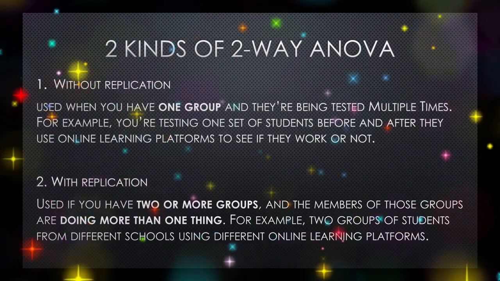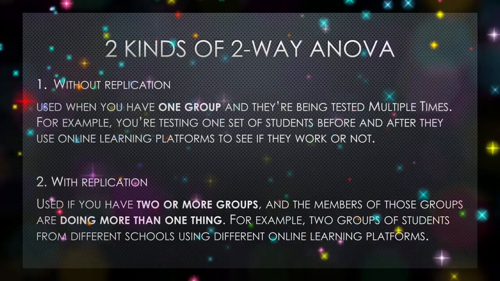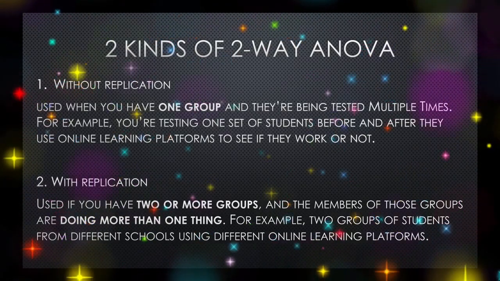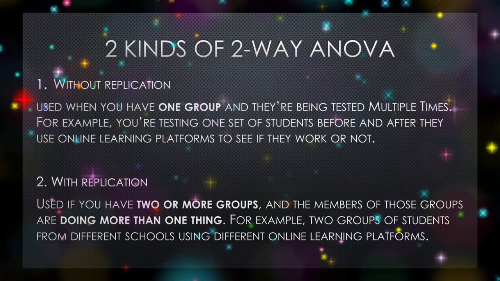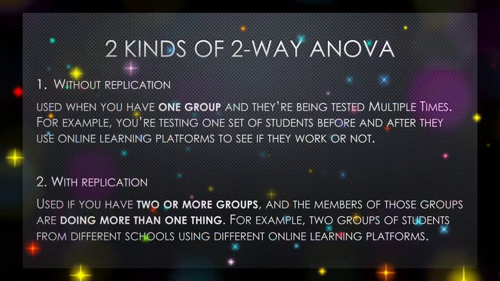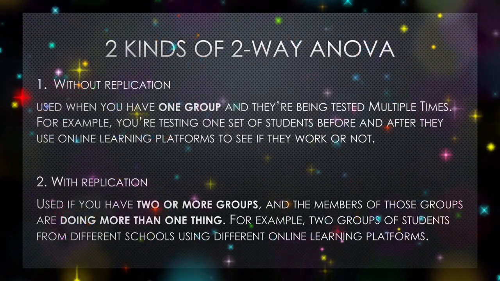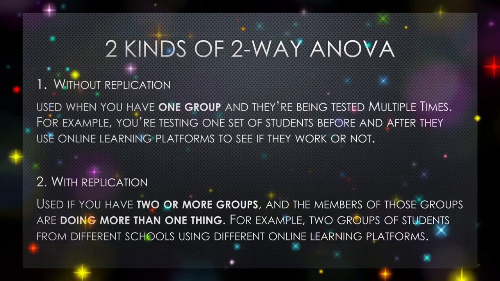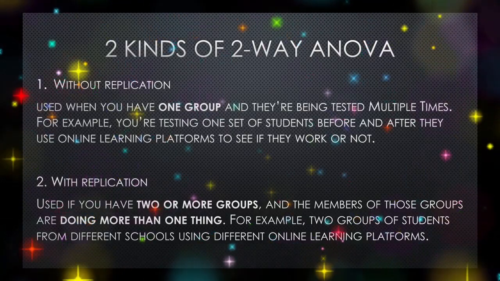That's why you're going to be able to compare the results. In a two-way ANOVA with replication, you are going to have two or more groups. So maybe this group is grade 12, this group grade 11, this group grade 10. And then these groups are doing more than one thing. Again, two or more independent variables. That's why it's a two-way ANOVA.